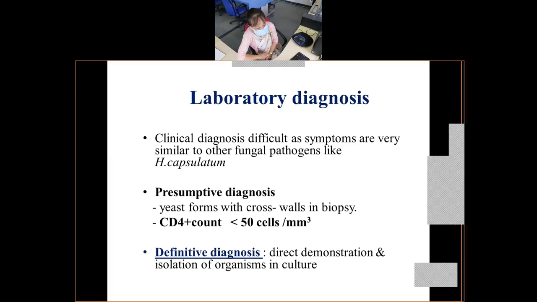If you look at the morphology of this fungus, it is like a yeast having cross walls in the yeast cell. Most of the time you will be observing this morphology in biopsy samples. In a clinical sample, you will be able to observe the yeast cells. And most often a person acquires the infection when the CD4 count is less than 50 cells per cubic millimeter. So when you talk about opportunistic infections, it's not that all the opportunistic infections occur at one time.